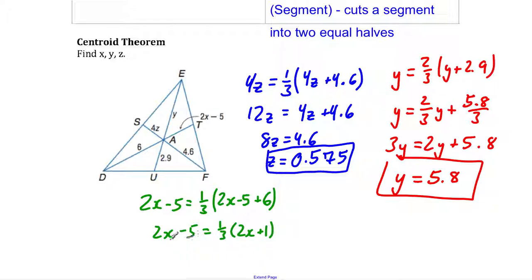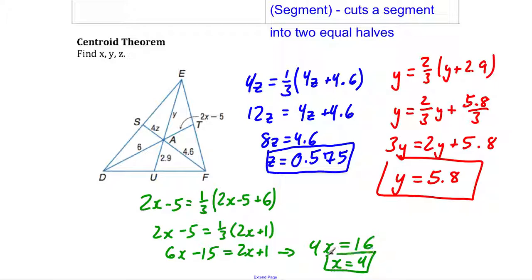Again, I can multiply both sides by 3, so I don't have to worry about dividing by 3. So if I multiply both sides by 3, I get 6x minus 15 is equal to 2x plus 1. I can combine my like terms. So I get 4x from subtracting the 2. 4x is equal to 16. That's 15 plus 1. So x is equal to 4. So those are my answers for this.